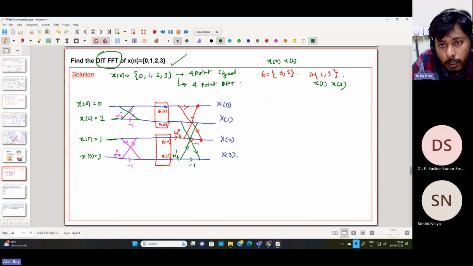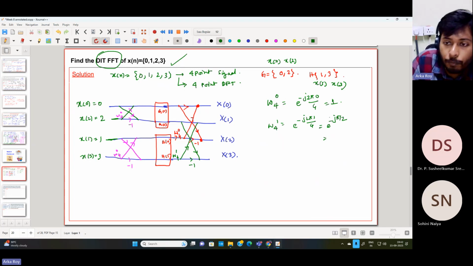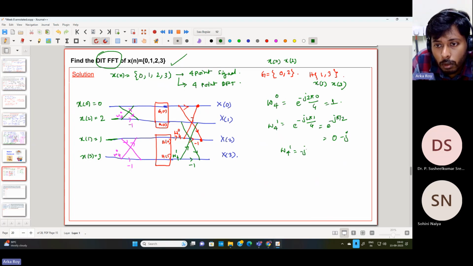Here we need to find what W4^0 is. W4^0 is basically e to the power minus j 2 pi 0 upon 4, so 1. W4^1 is e to the power minus j 2 pi 1 upon 4, that means e to the power minus j pi upon 2. So cos pi by 2 is 0, multiplied by minus j. So W4^1 is equal to minus j.